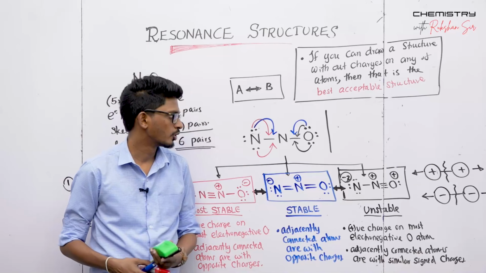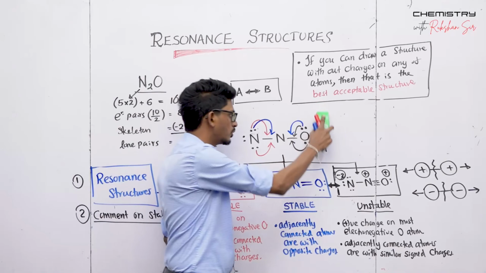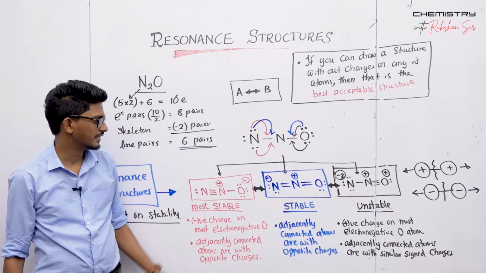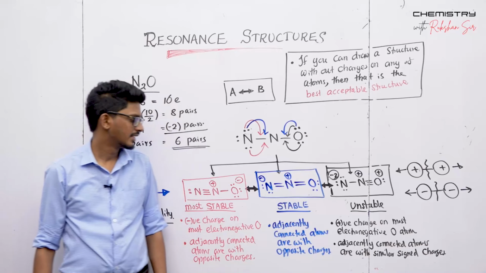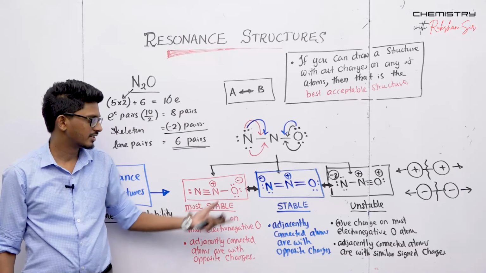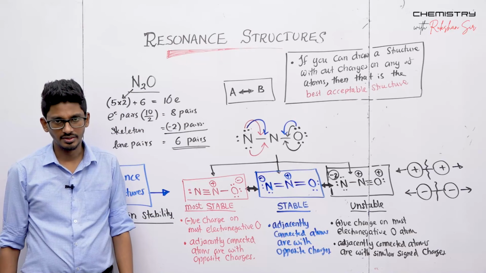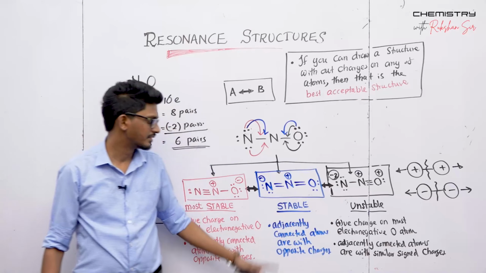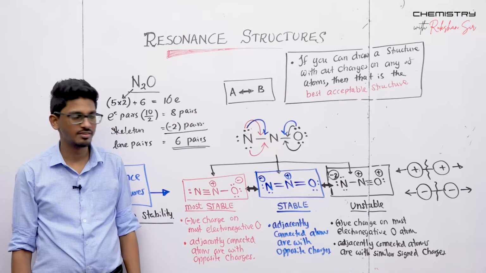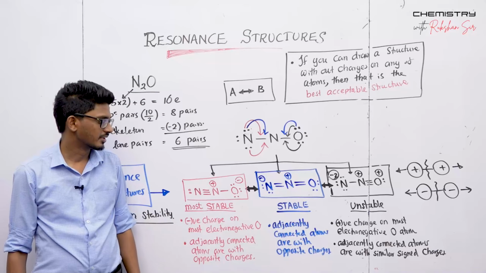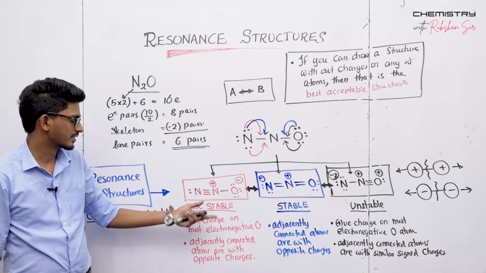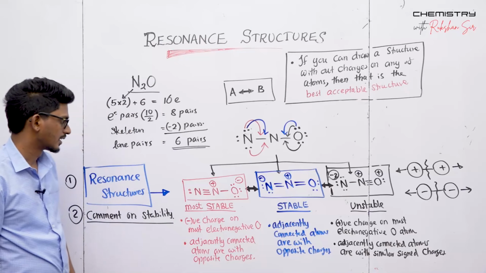So we can draw three resonance structures for N2O. Those resonances are indicated by this sign, and they have unequal stabilities. This one is unstable, this is stable, and this is the most stable structure, and we have discussed the reasons to consider them as stable, less stable, and unstable. So that is the first discussion for today.